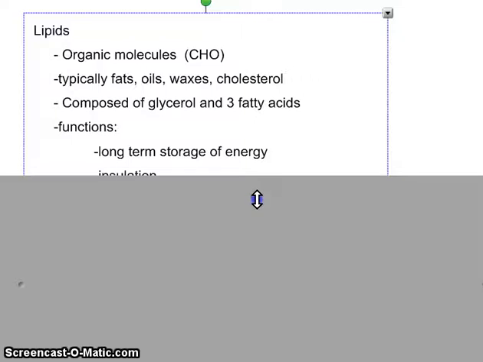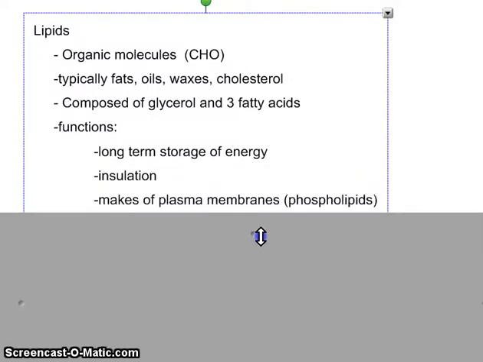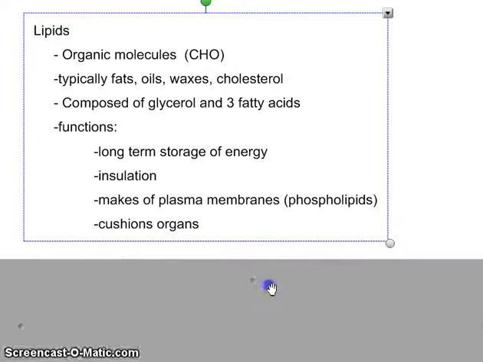Functions: long-term storage of energy, insulation, and makes up a good amount of the plasma membranes. Another word for plasma membrane is cell membrane. And we're going to talk about phospholipids as being part of the cell membrane later on. They also cushion organs. Okay, so those are some of the obvious ones.